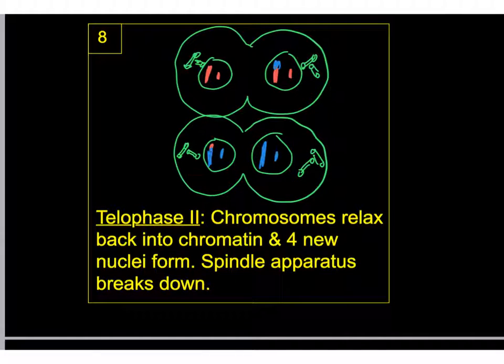What I've just drawn is telophase 2. So realize with telophase 2, the chromosomes, they do relax back into chromatin, though I haven't drawn that. You get 4 new nuclei forming, and the spindle apparatus breaks down. And these then will go through, again, we should label cytokinesis, of course, is going to be happening. We do that in your green, cytokinesis.